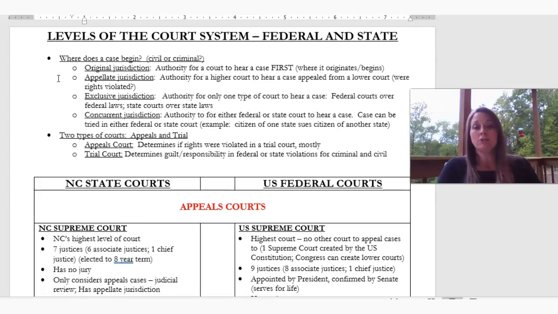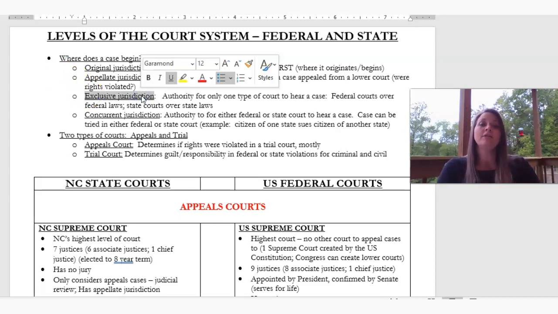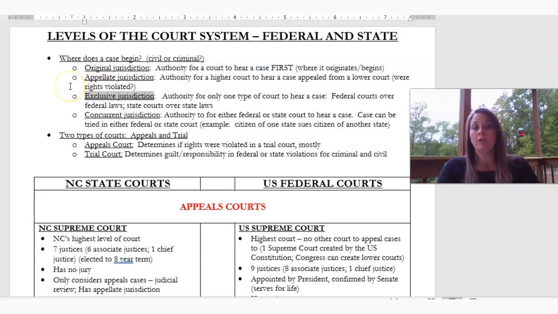That also can mean exclusive jurisdiction. So if you look down here at exclusive jurisdiction, that's the authority for only one type of court to hear a case. So federal courts have exclusive jurisdiction over federal laws, and state courts have exclusive jurisdiction over state laws.